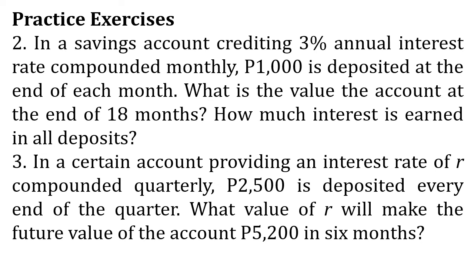Then number 3, in a certain account providing an interest rate of R compounded quarterly, 2,500 is deposited at the end of every quarter. What value of R will make the future value of the account 5,206? So the number 3 problem is also an ordinary annuity, but in this case, you're going to solve for R.